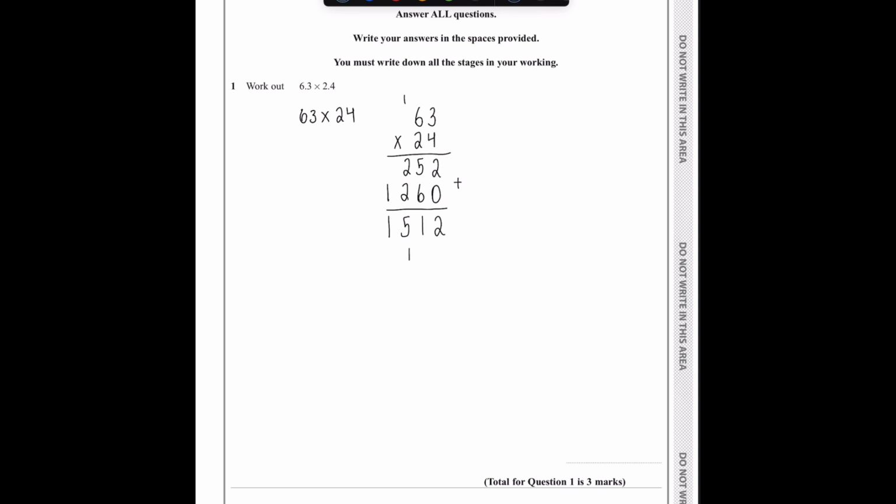But now, how do we take into account the decimal places? To do so, we look at the numbers themselves. 6.3 and 2.4. 6.3 has one decimal place. 2.4 has one decimal place. So in total, we have two decimal places. So we use two decimal places here. One decimal place, two decimal places. So then our final answer is 15.12, which we write on the dotted line. So 15.12.